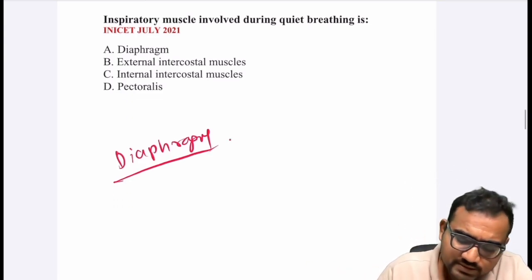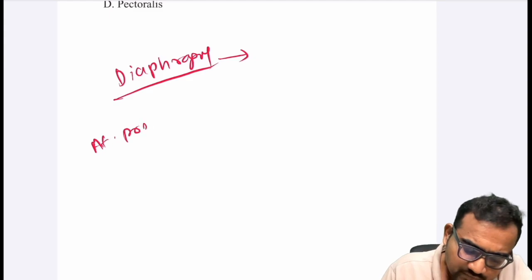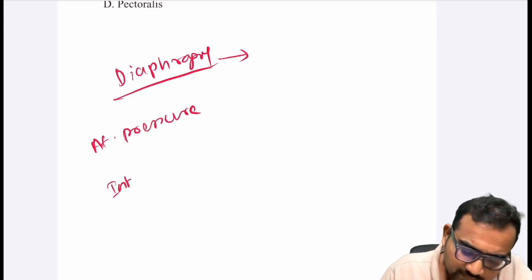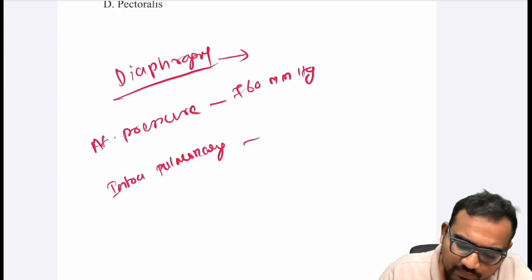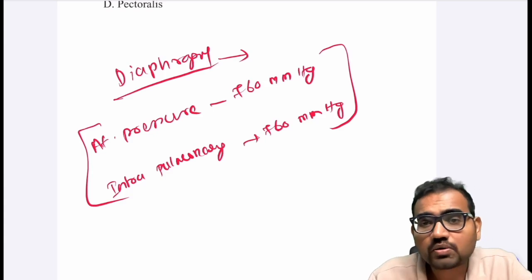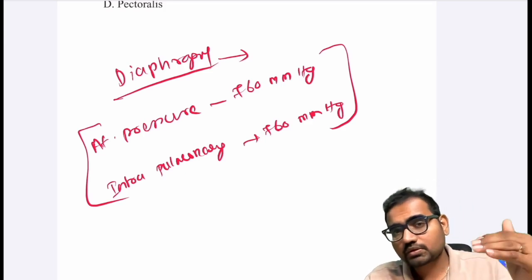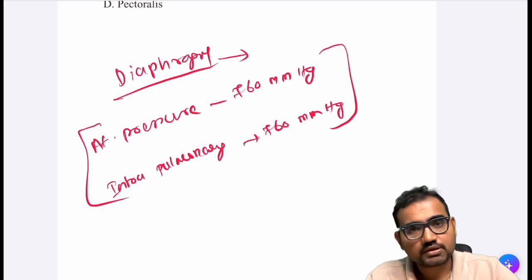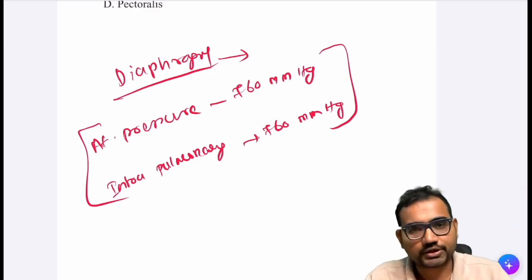Okay, so what happens, as I told you, there is something called atmospheric pressure and something called intrapulmonary pressure. The atmospheric pressure is 760 mmHg and the intrapulmonary pressure is 760 mmHg, so it is almost the same. Wherever there is a pressure drop, the air is going to come in. Air moves toward the area where the pressure is less, so the movement of the air will be from the area of greater pressure to the area of lesser pressure.